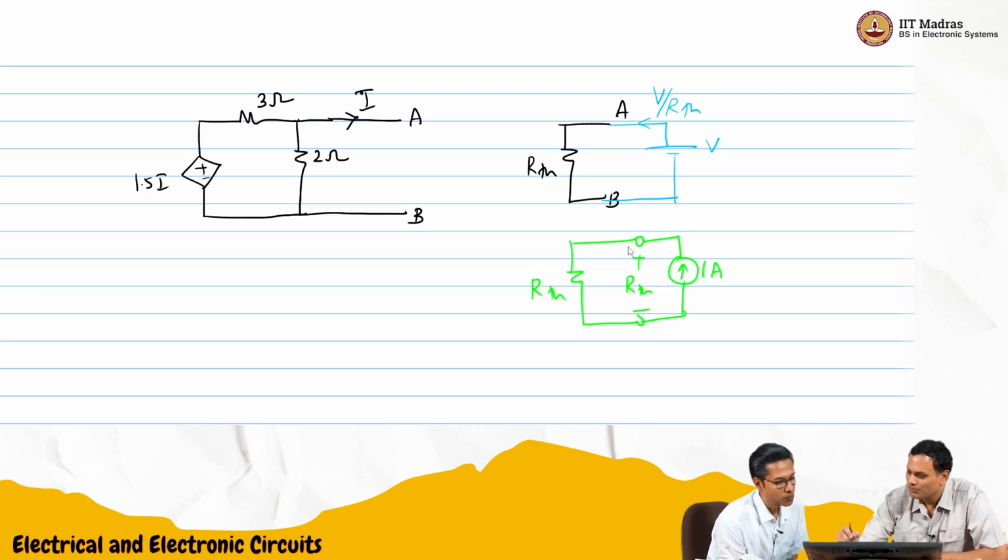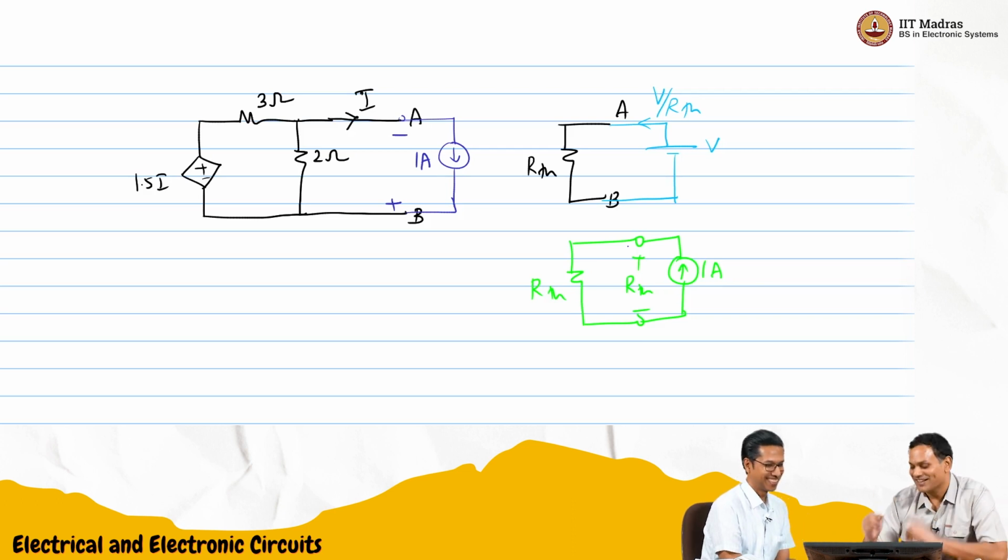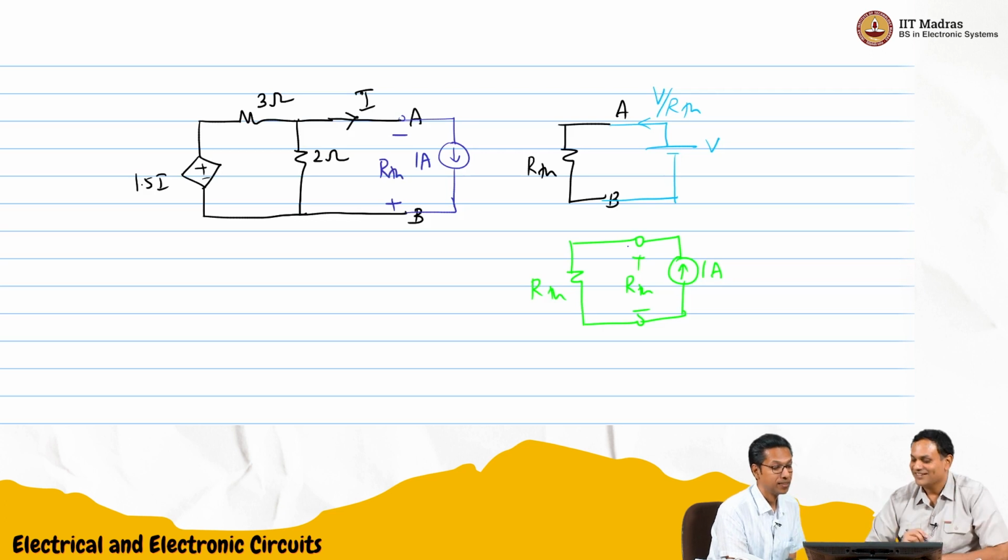Let's try it out. I'm going to inject 1 ampere like this. This is I, so I will be 1 ampere. For comfort I have taken it this way. The voltage developed should be RTH, so this voltage will be RTH if the Thevenin resistance was RTH. That's what we are trying to say.